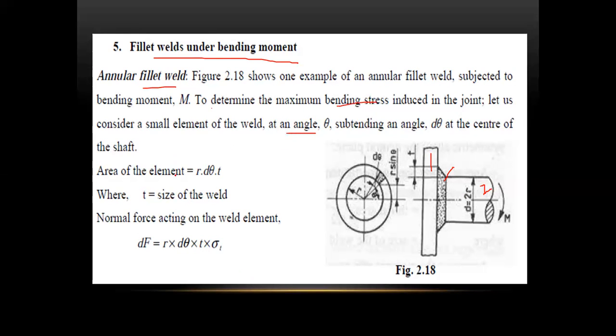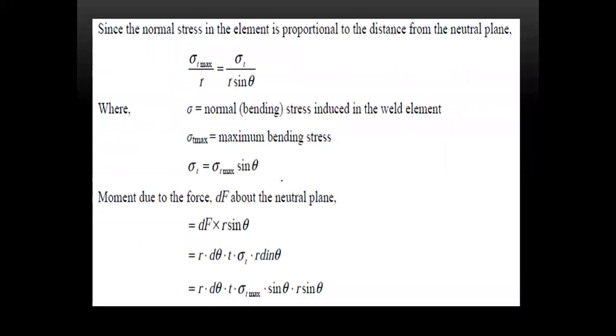Therefore, area of the element is R into d theta into t, where t is equal to size of the weld. Normal force acting on the weld element dF is equal to R into d theta into t into sigma t. Okay. Next, the normal stress induced in the element is sigma t max by r into sin theta, where sigma is equal to normal stress induced in the weld element, sigma max is equal to maximum bending stress, sigma t is equal to sigma t max sin theta.